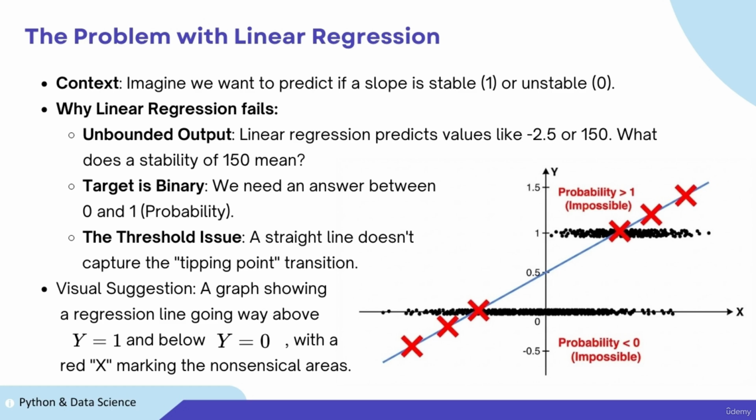It makes no sense. If the slope is very flat, it might predict negative 0.5. Linear regression fails because it is unbounded. We need a model that forces the answer to stay strictly between 0 and 1.